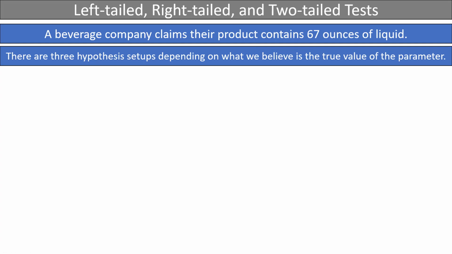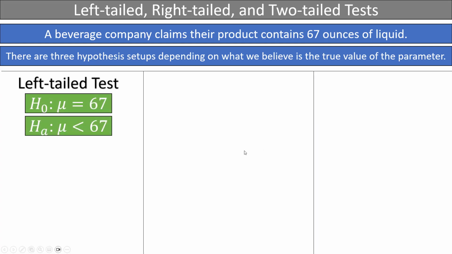There are 3 ways you could challenge this claim. You could either believe that the true amount of liquid that you get with this product is less than 67 ounces, which would correspond to a left tail test, greater than 67 ounces, which would correspond to a right tail test, or somehow different from 67, either greater than or less than, which would correspond to a two-tailed test.